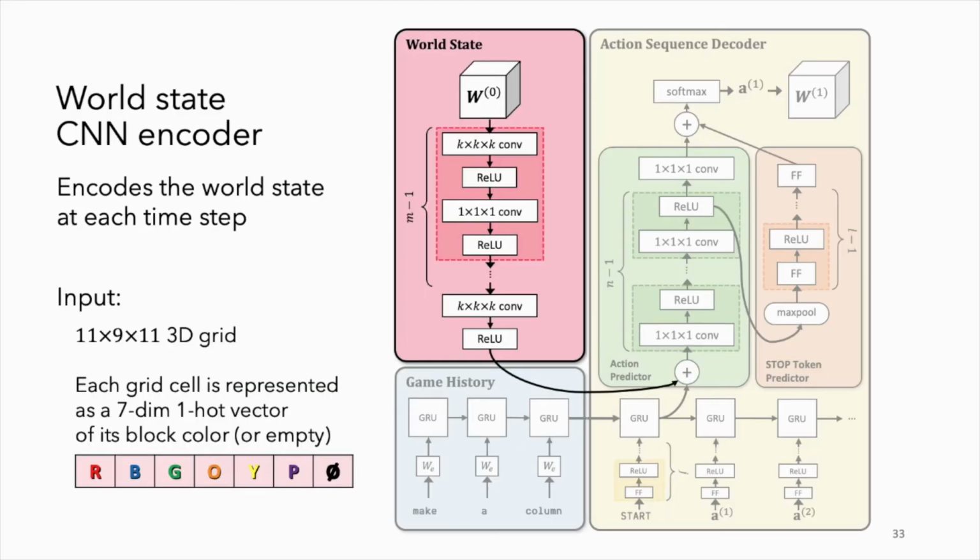Moving on to the world state encoder. This is a 3D CNN-based encoder that encodes the world state at each time step of the decoding process. It takes as input the 11 by 9 by 11 3D grid, where every grid cell is represented as a 7-dimensional one-hot vector of its block color, including an element in there for the case when the cell is empty.